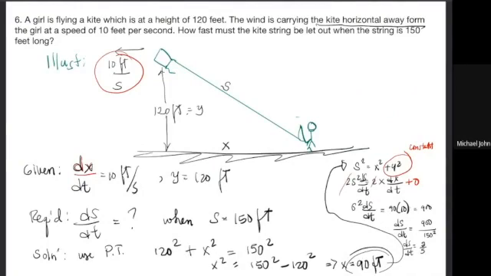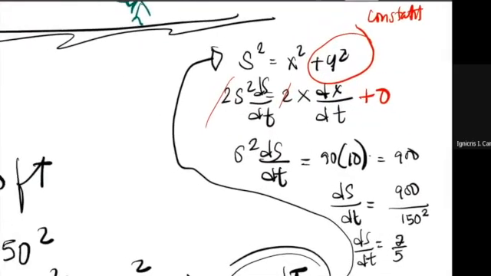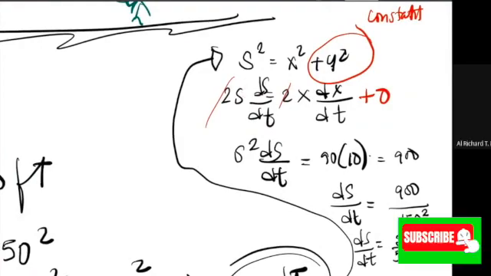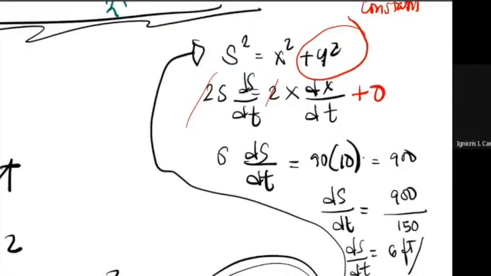"Ma'am, excuse me, is the s really still squared?" It shouldn't be squared anymore, since we already derived. We missed that. So this shouldn't be squared anymore, and the answer is 6. Thank you for that. Very observant students. So we have 6 feet per second. That's our answer.